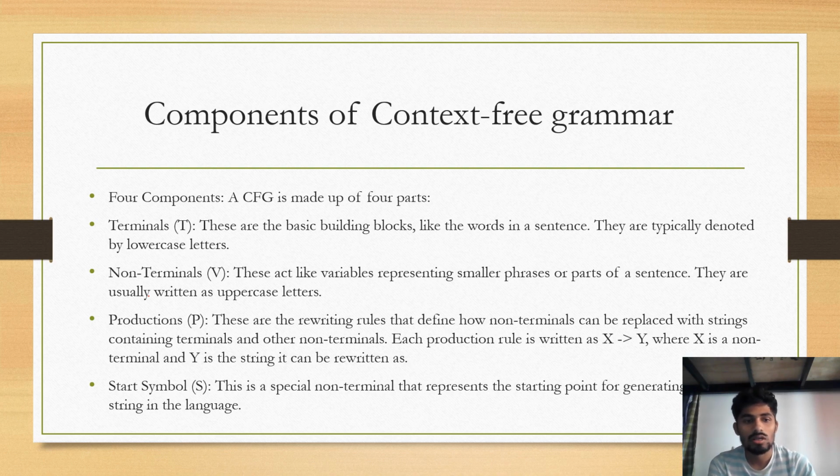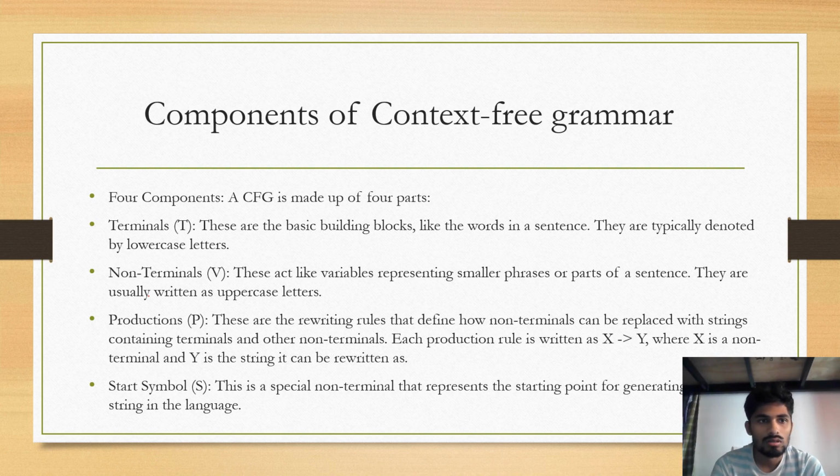A production rule in the CFG is of the form V gives W, where V is a non-terminal and W is a string consisting of terminals and non-terminals. The key characteristic of CFG is that the left hand side of the production rule consists of only a single non-terminal symbol.